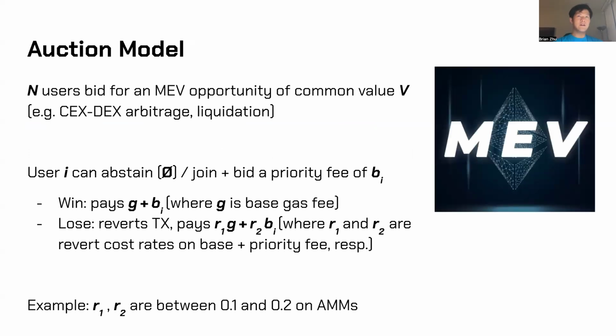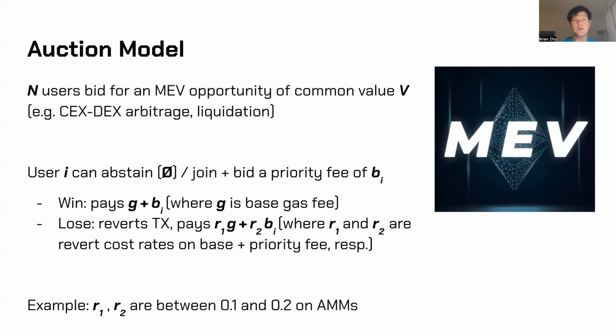So now to dive right into our model, we have end users that bid for a MEV opportunity of common value V. And we emphasize the common value here to distinguish it from other works that maybe use private values. And a common value can represent an opportunity such as arbitrage between centralized and decentralized exchanges, as well as liquidations on lending protocols. So each user can either abstain from the auction, or join and bid a priority fee of B_i. So if you win, you pay G, which is the base gas fee plus B_i.